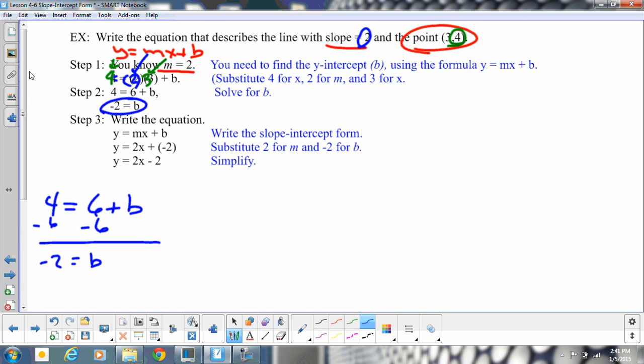Okay. So now I know that the slope is 2 and my y-intercept is -2. I put them into their appropriate spots and I get my formula y equals 2x minus 2.